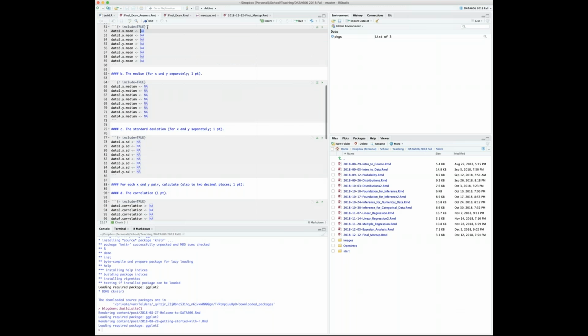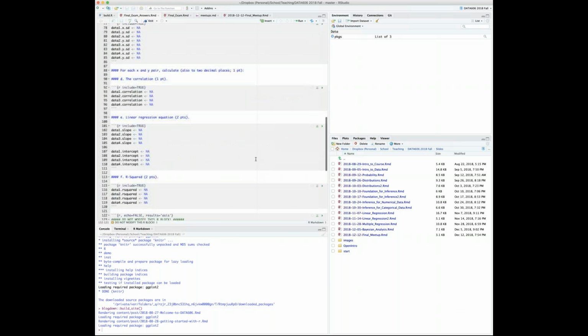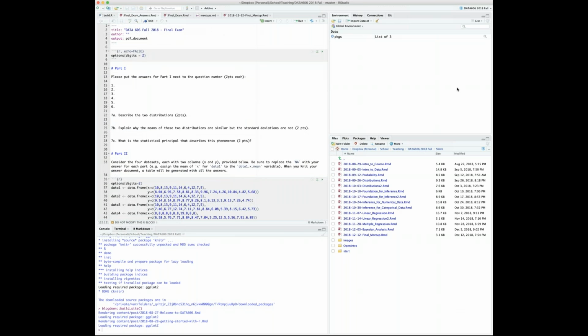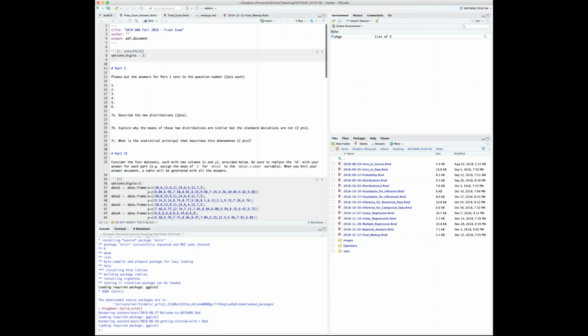Fill those in, and there's this chunk here that you don't need to modify, but when you knit, it will create a nice little table that will greatly simplify my grading. So I can just look at the table to find the answers. And then there are 2 more broad questions that you need to answer about the data set. So try to use that R Markdown file, and that'll generate the PDF that you can submit. So that'll be available at 9 o'clock.